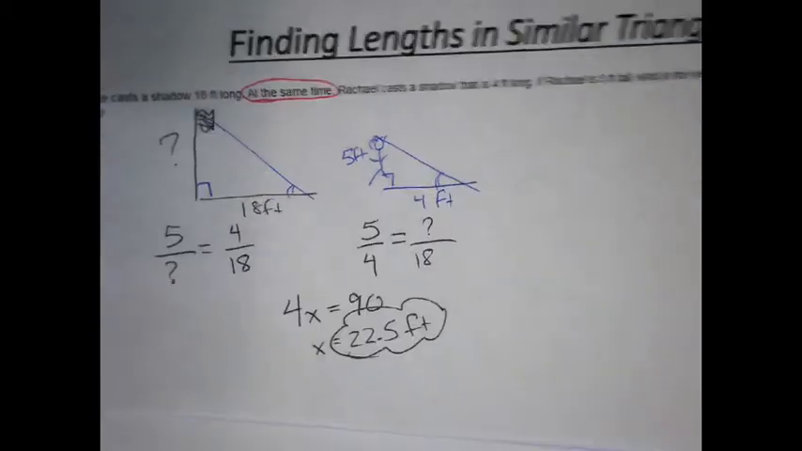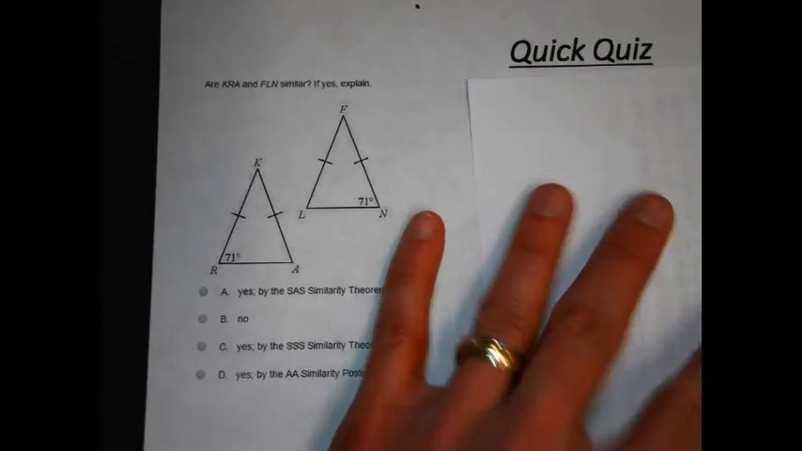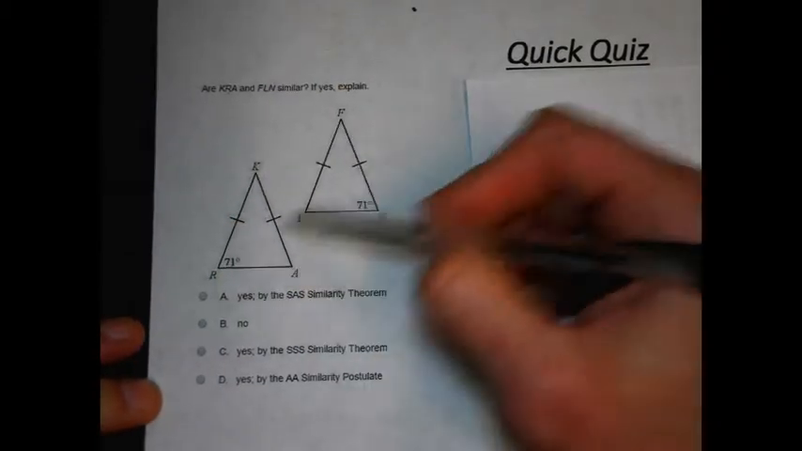Let's do a quick quiz and we'll call it a unit, call it a lesson. So I'm going to do this pretty quick, as fast as I can answer it. Are KRA and FLN similar? If yes, explain. So here's one triangle, there's another triangle.